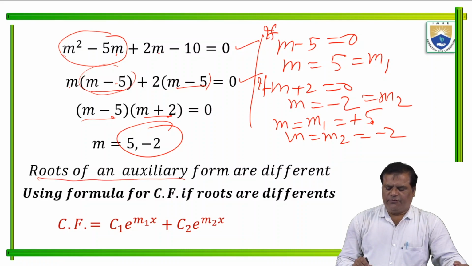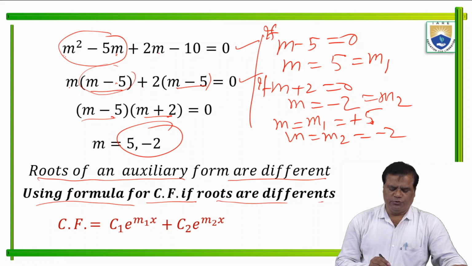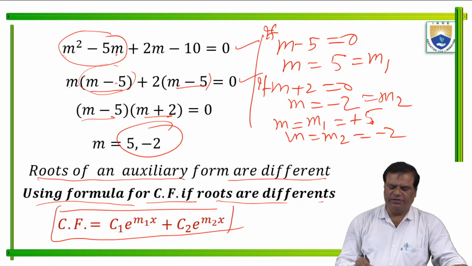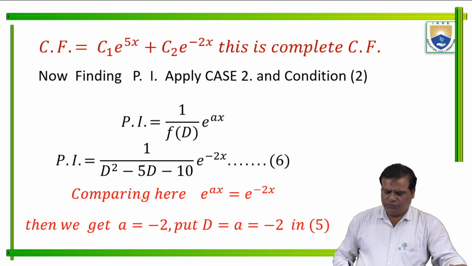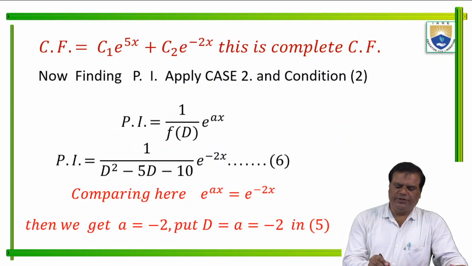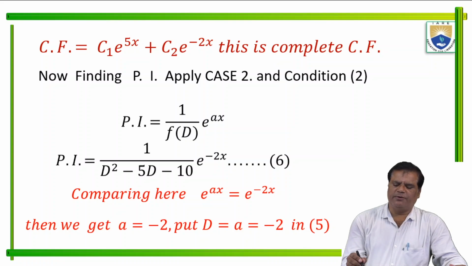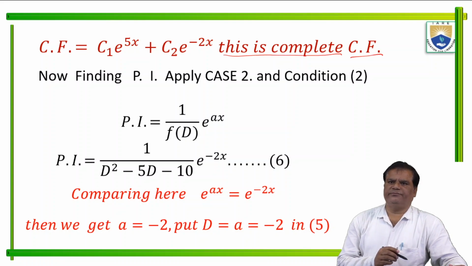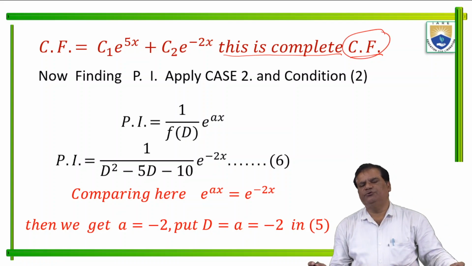The roots of the auxiliary equation are different here. Using the formula for CF if roots are different: CF is equal to C1 e to the power m1x plus C2 e to the power m2x. So CF is equal to C1 e to the power 5x plus C2 e to the power minus 2x. This is the complete complementary function of equation 1.